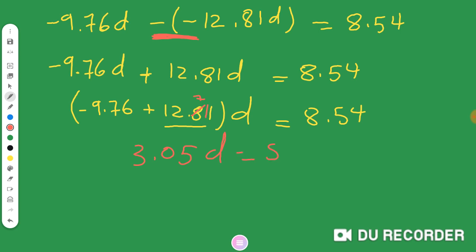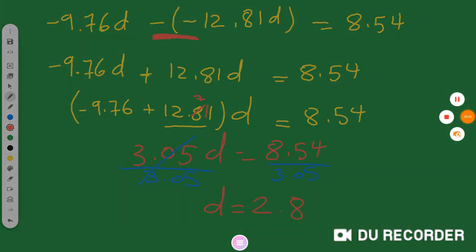Equal 8.54. By dividing both sides by 3.05, it's equal to 1. Divide by 3.05. The last answer will be D equals 2.8. Okay, and that's it for this example. Let's take another example which is talking about a story problem or word problem.